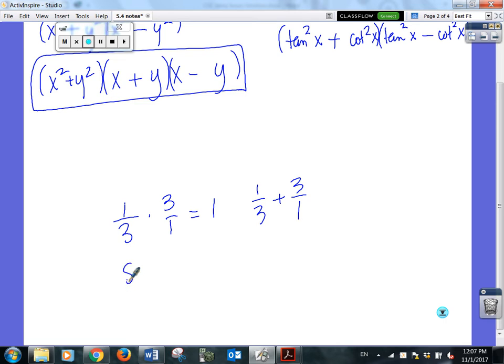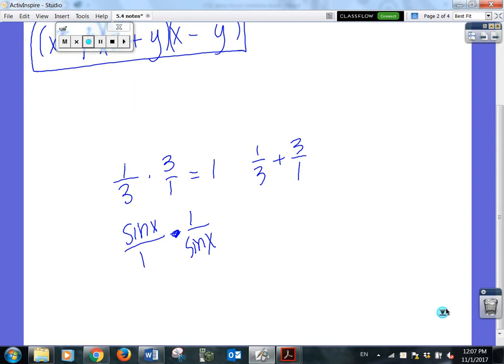So, if I have sine x over 1 times 1 over sine x, does that equal 1? It does, right? Because they're reciprocals. So what's sine? Sine times 1 is sine. 1 times sine is sine, so sine x over sine x is 1. But sine x over 1 plus 1 over sine x. Can I do that? No. No, I cannot do that when I add and subtract.